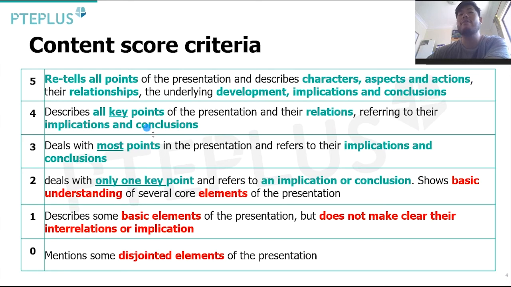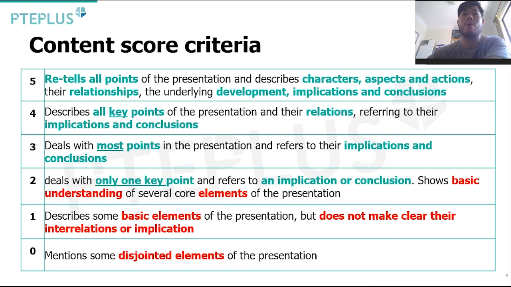Even if we get 2 for content, if we get only 1 key point, we can still make up the score in terms of pronunciation and fluency. So it doesn't matter if we get just 2 for content, most of our score comes from pronunciation and fluency. Now people might ask, what is a point? Because we can see here that once we get down to 2 and 1, we have things like elements. Shows a basic understanding of several core elements, describes some basic elements, mentions some disjointed elements.